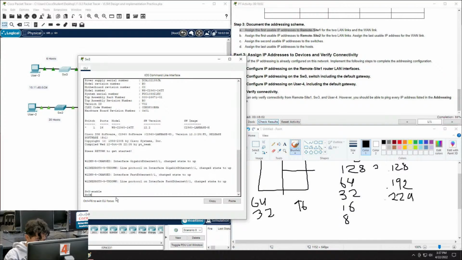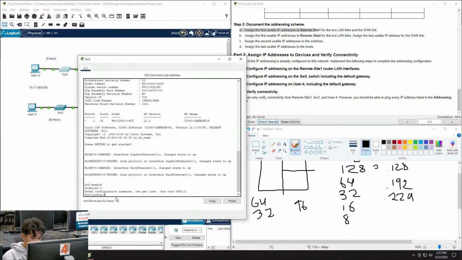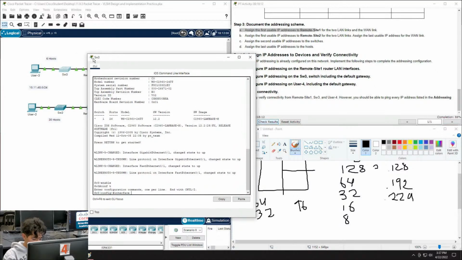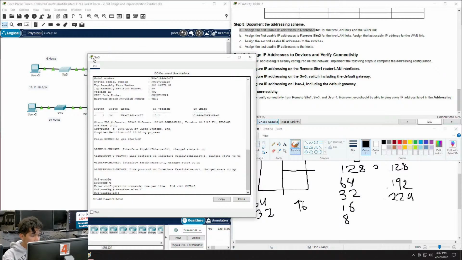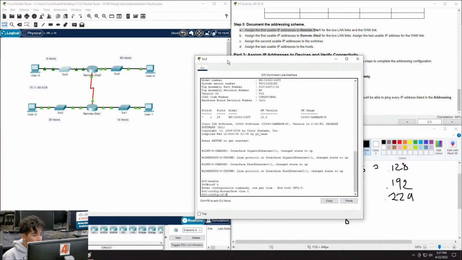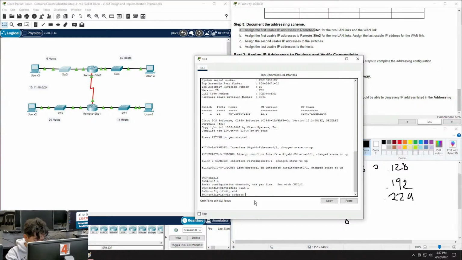So go into privileged, and then go into global config, interface. Actually, no, we don't. Yeah, interface VLAN, if I could spell VLAN 1. Okay, here, since it's a switch, it's the one after the default gateway. So that'd be the second usable, which let's set up real quick. IP address. Type in the network IPv4.